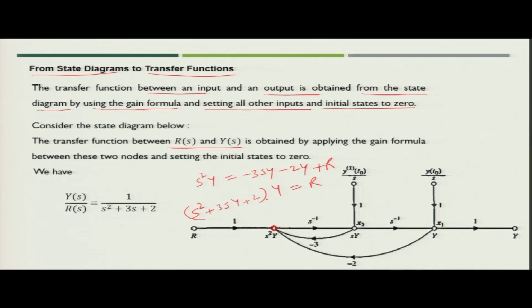Now, what is the transfer function? Transfer function is Y by R. So, what you get from here? That is s square plus 3 s plus 2. So, basically the Y we have already taken out. So, this will become s square plus 3 s plus 2 into Y equal to R. So, Y by R you get as 1 upon s square plus 3 s plus 2, which is nothing but the transfer function you have got from the state diagram.